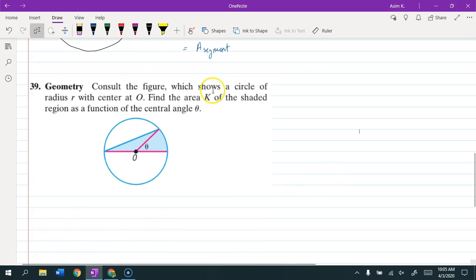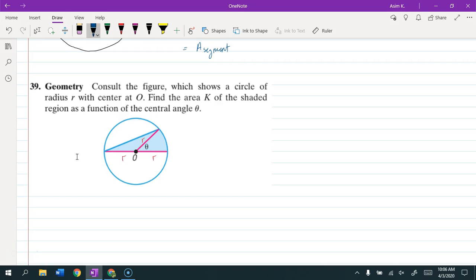So this question says that you basically have a circle with a radius r and a center O. So I'm going to label these as radii r, and a center O. It says find the area K of the shaded region. So K is basically the entire shaded region as you're looking at, as a function of the central angle theta. All right, so that's what the question is asking us to do.